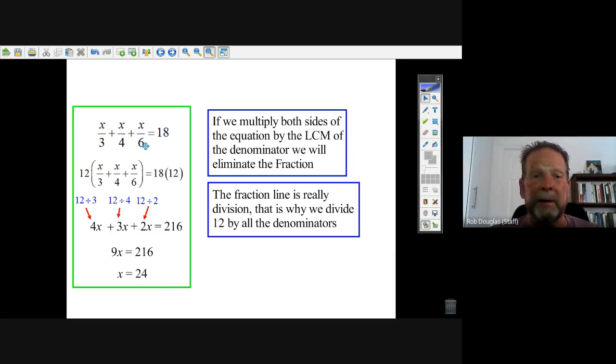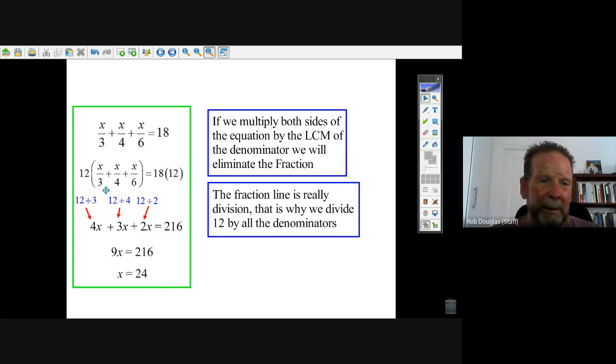We've learned how to find the least common multiple, the smallest number that 3 and 4 and 6 go into, but we're not going to do that right now. The number turns out to be 12, the smallest number that 3, 4, and 6 will divide into. And what you do is multiply both sides of the equation by 12. Well, 18 times 12 is 216.